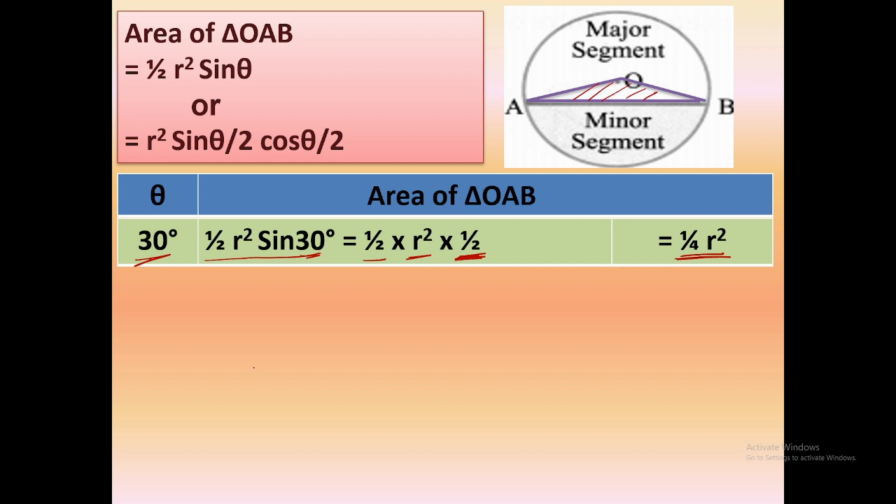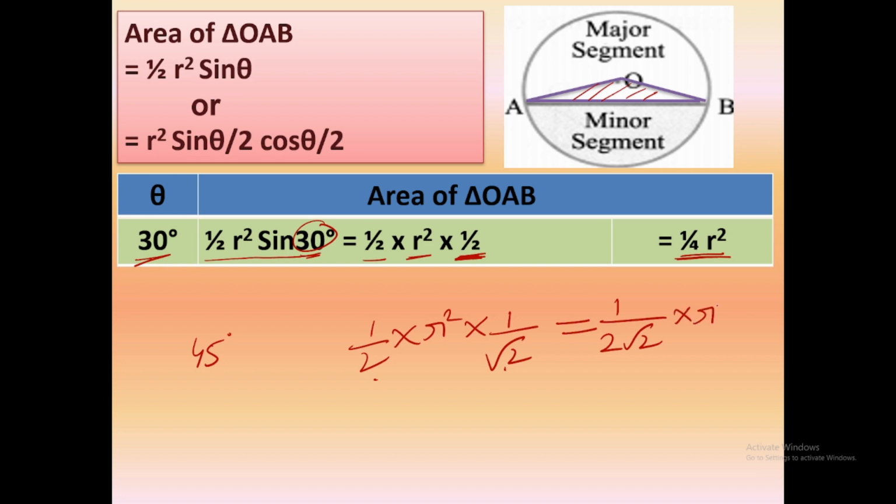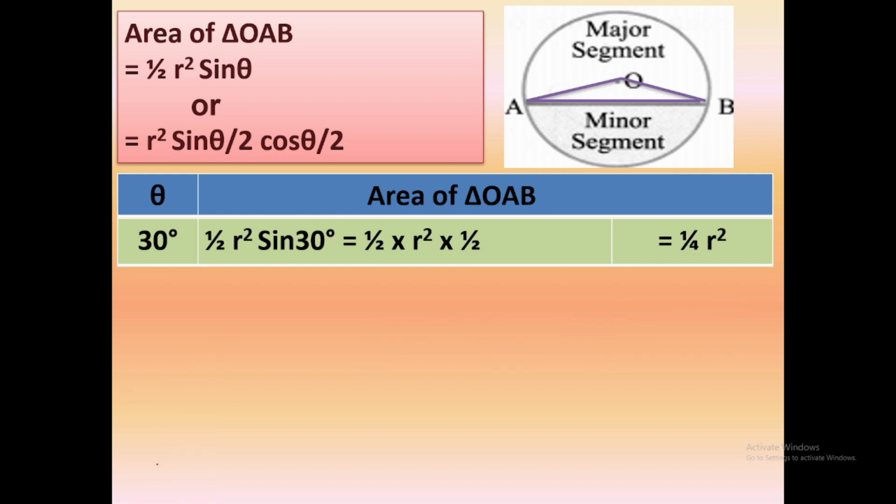So now if theta is 45 degree, then in place of this sine 30 we will write sine 45 degree. So we all know that sine 45 is, I am mentioning this, half into r square, and sine 45 is 1 upon root 2. So when we solve it, we get 1 upon 2 root 2 into r square. So when theta is 45 degree, in that case the area of triangle will be 1 upon 2 root 2 into r square. See.